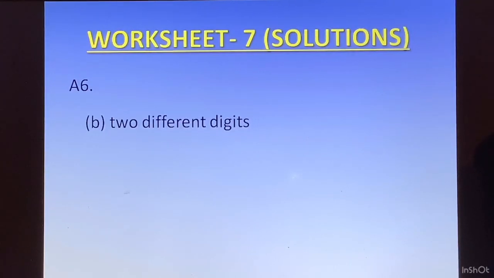B part, 2 different digits. 2 different digits will be 0 and 1. And we'll form the 5-digit number using 0 and 1. It is going to be 10000.